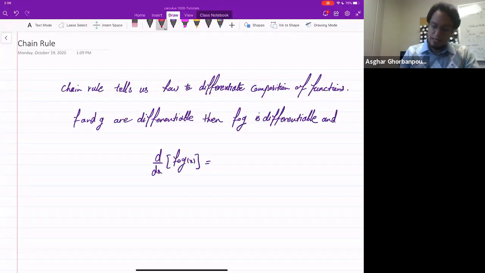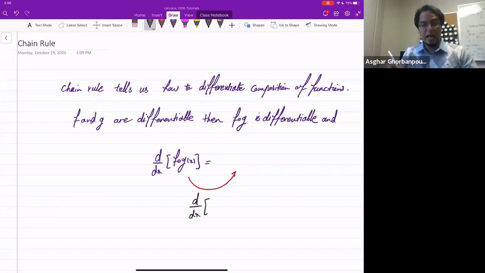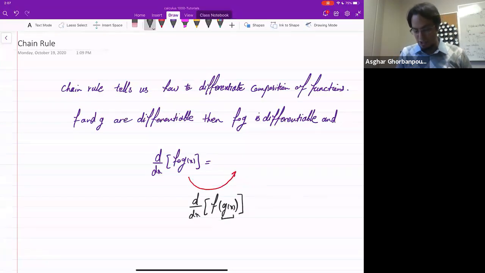To show how this works, instead of writing f∘g, I'll write f at g(x). Then the way the chain rule works is that there is an inner function and an outer function. f is the outer function, the function that you apply at the end. The inner function is the one where you input x, and the value of that is then evaluated at f.